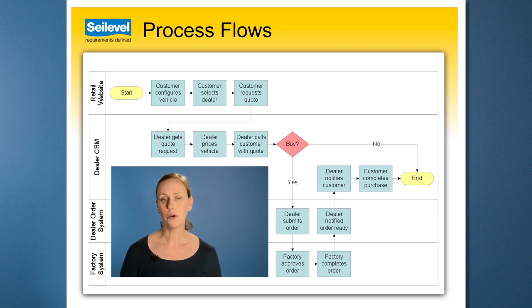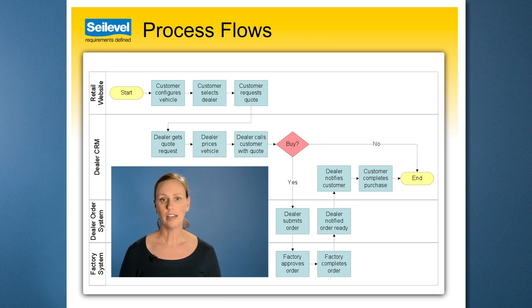We start the flow when a customer configures a vehicle on the retail website. Still on the website, they select a dealer and request a quote on the car. Once the customer has done their part online, then the dealer receives the quote, prices it, and calls the customer with a quote. You can see that all of those steps happen in the CRM system.